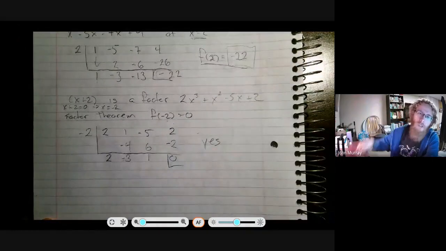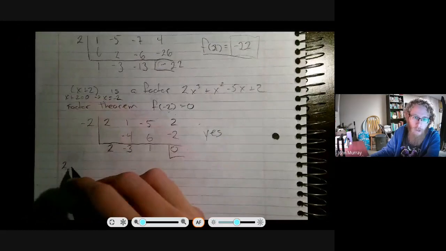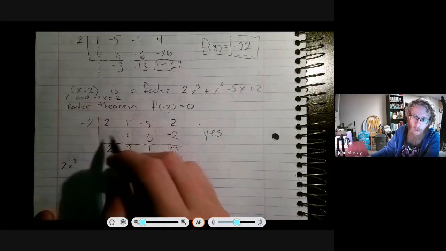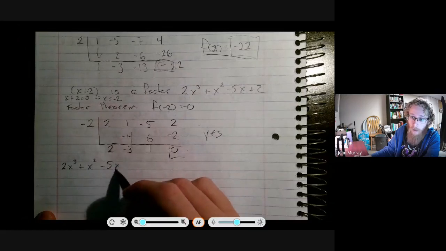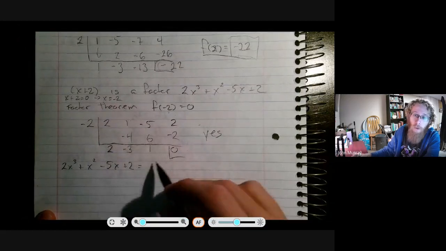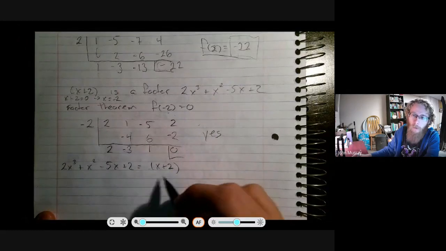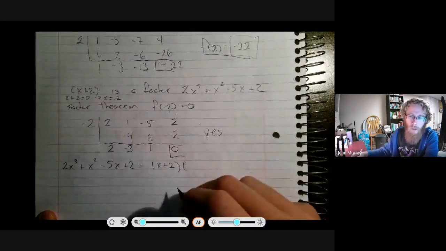All right, so since x plus 2 is a factor, remember we can write it using our division algorithm as my original function is equal to the factor part, what we divided by, x plus 2, the divisor, times my quotient.